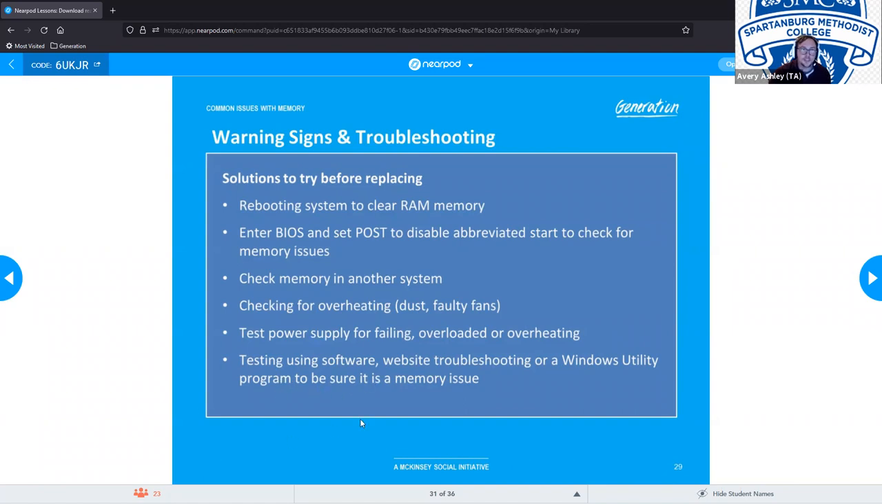And then finally, we should test using software, website troubleshooting, or a Windows utility program to be sure it is a memory issue.